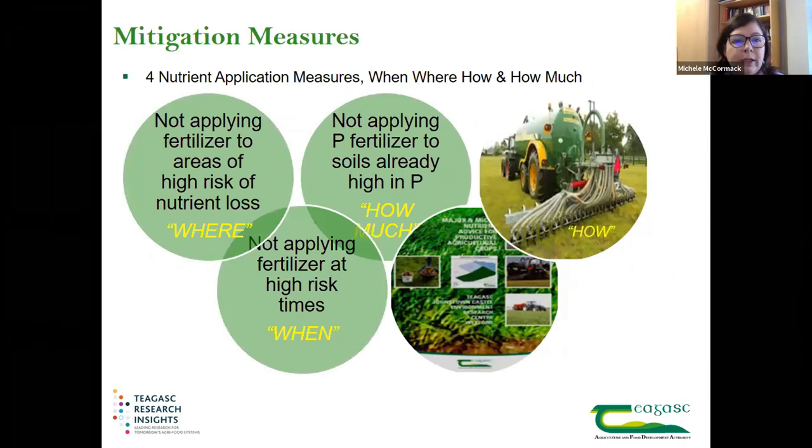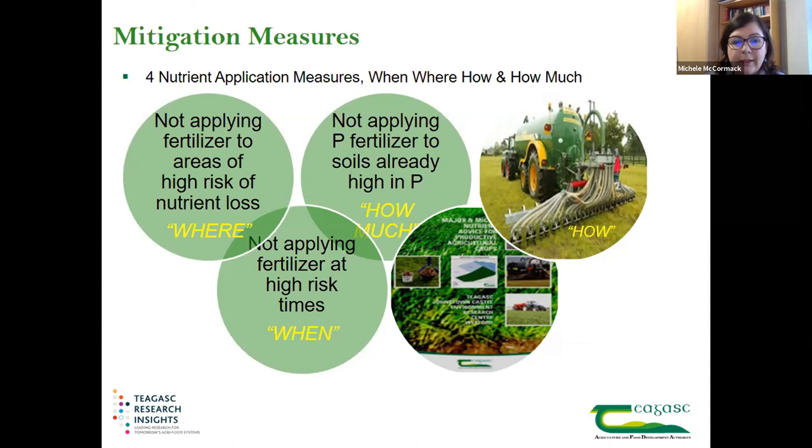So what mitigation measures did we look at? Well, we looked at eight different mitigation measures, and four of them we'll call nutrient application measures. These are the when, where, how, and how much of fertilizer that is applied. I have a picture here of the Teagasc Green Book, so all of the details on how all of this works are available in that little book. We asked farmers about not applying fertilizer to areas of high risk. These are very much the 4 R's of nutrient management, if you like: the right place and the right time at the right amount. They cover nutrient management, and they cover practices that are already being carried out on the farm, but with different management of those practices.